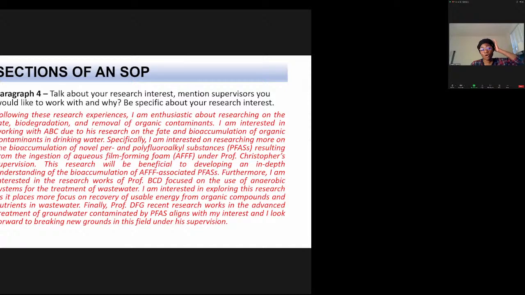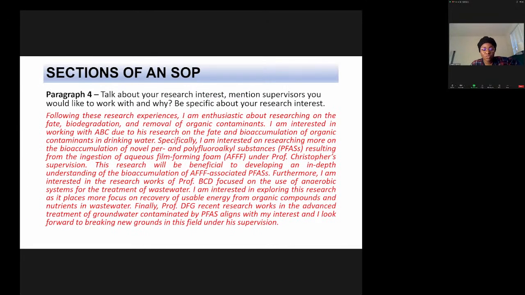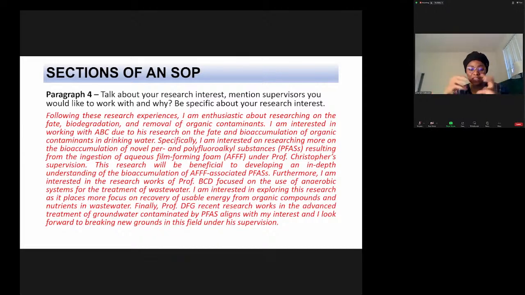Now, paragraph 4, this is where you focus on your research interests. You're writing it out. You're saying, okay, this is my research interest. This is what the professors in this university are doing, and linking them together and saying, I have a research interest, your professors have this research interest, and I'm able to link them together. And I think I'm a perfect fit for them.